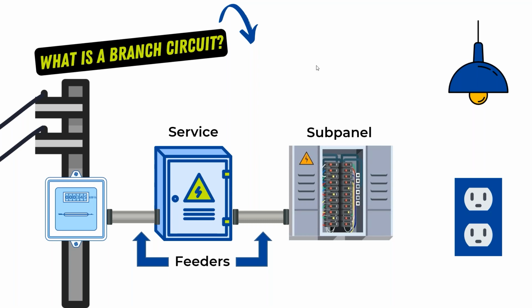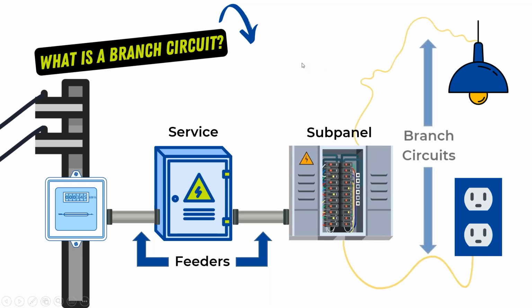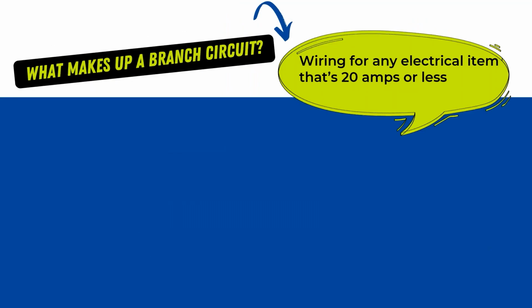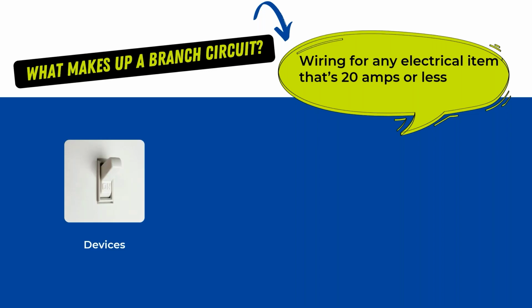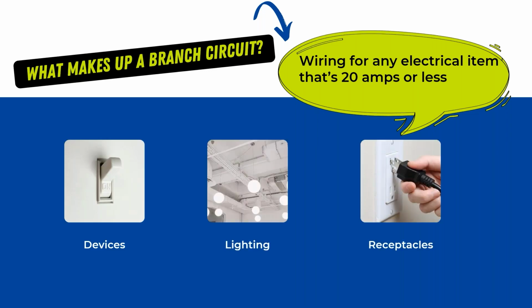First of all, what is a branch circuit? Branch circuits are the wiring that goes from typically a sub panel to the actual electrical item that it's controlling. So it's basically any electrical item that's 20 amps or less, the wiring that goes to those items. It could be a switch, it could be lighting, it could be a receptacle, or just any other thing that's 20 amps or less. We're talking about the wiring for that part of the job.